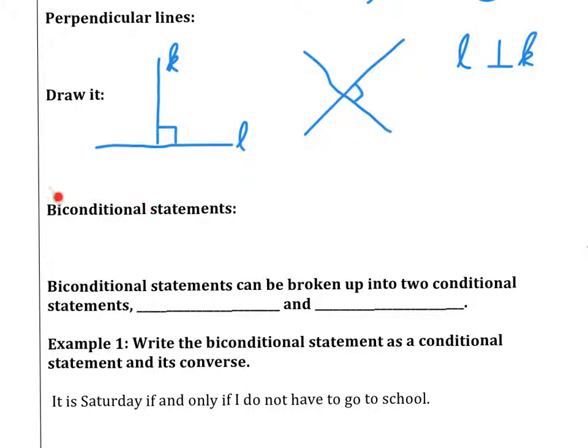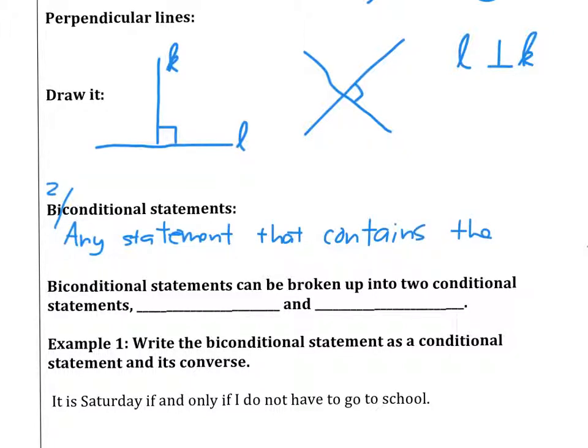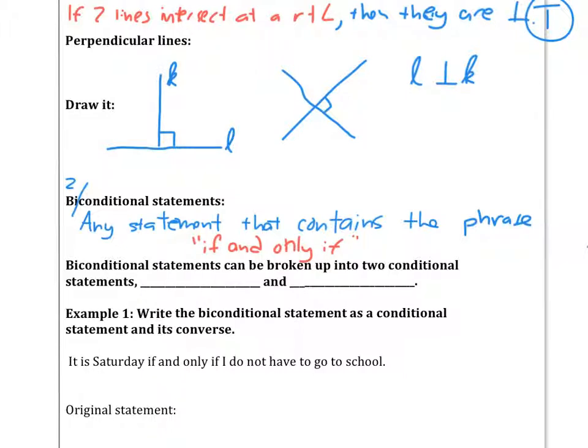There's a word which your spell checker will often say is not a word, but it's called biconditional. So if we word dissect that, bi of course means two, and conditional means if-then. So a biconditional statement is any statement that contains the phrase if and only if. So biconditional statements can be broken up into two conditional statements. Of course, the first one is simply an if-then statement, and its converse.